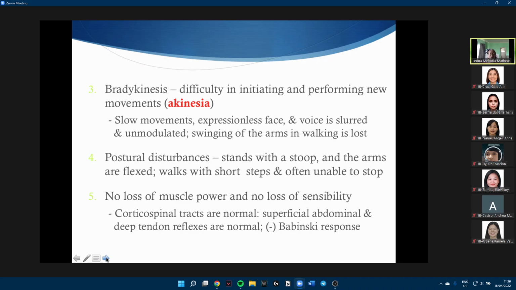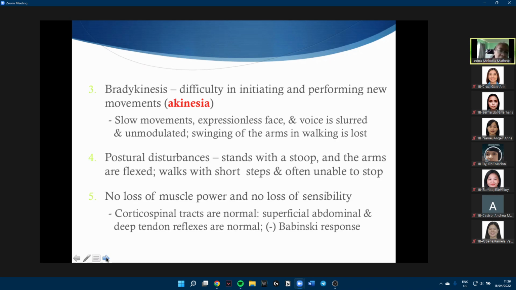So ito po yung when the patient wants to walk, starting to walk is difficult. Sabi nga natin, there's difficulty in initiating, no? And then again, it's also difficult to stop walking, no? Kasi that's also performing a new movement, stopping movement, di ba? So ayun po, it's very difficult. You have a difficulty in starting to walk, and then you also have a difficulty in stopping your walk.